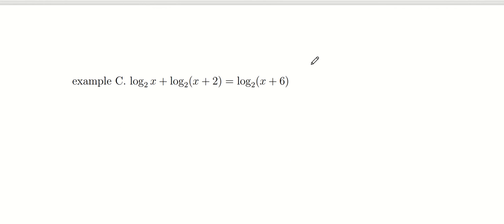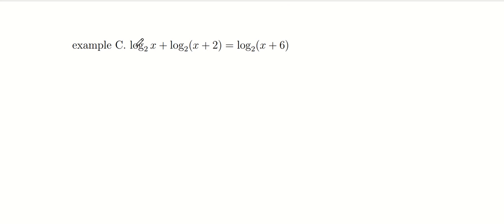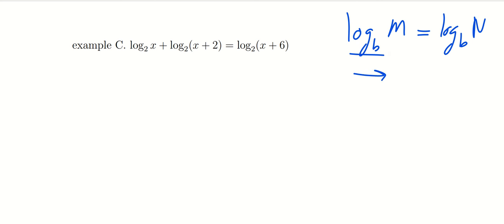We'll take a look at one more, which is going to be a little bit different. In example C, what makes this one different is the fact that we actually have logarithms on both sides of the equation. One of the things that we talked about is that the logarithm is a one-to-one function. So if I have log base b of something on the left-hand side equals log base b of something else on the other side, if it's the same log of the same base, then that would imply that the inside parts have to be equal to each other.